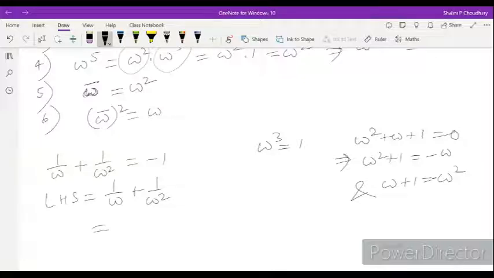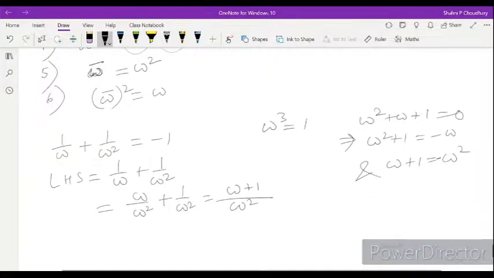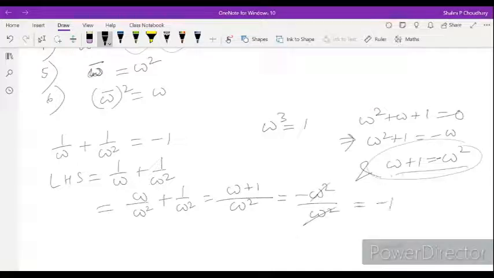Now we'll find the LHS. It will be omega divided by omega square if we write it so, when we multiply omega in the numerator and denominator, we get omega plus 1 divided by omega square. Now what is the value of omega plus 1? It is minus omega square divided by omega square. Omega square cancels, and it will be equal to -1, that is equal to RHS. Hence proved.